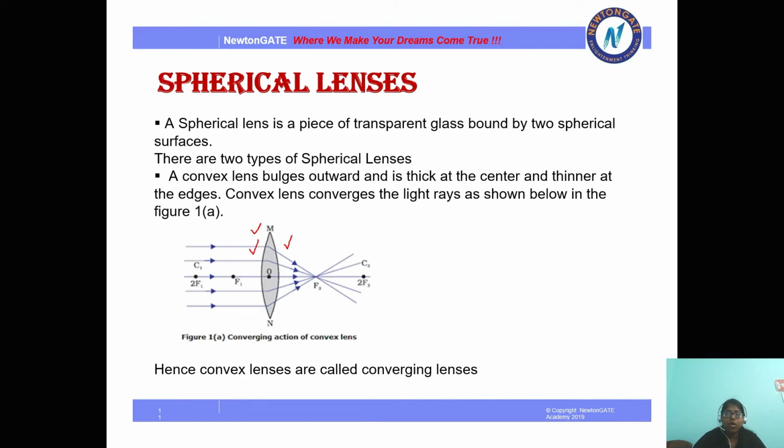Okay, so the convex lens is basically a converging lens. It will converge. Now we know the meaning of converging. After getting reflected or refracted, if all your rays are meeting at some point, then we call it a converging mirror or converging lens. This is the converging lens because all the rays after getting refracted will meet at one point, that is your focus, and after that they diverge in different directions. This is why it is known as a converging lens.